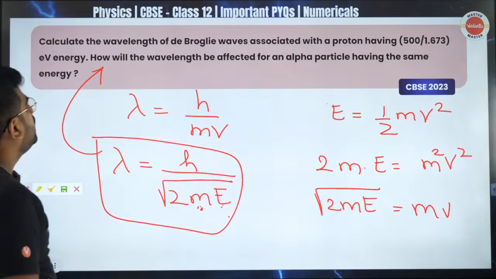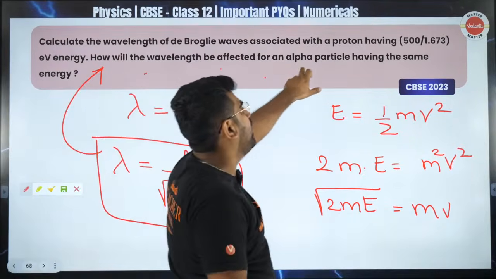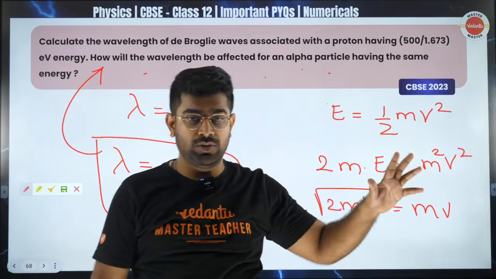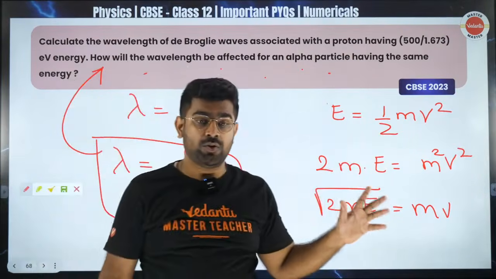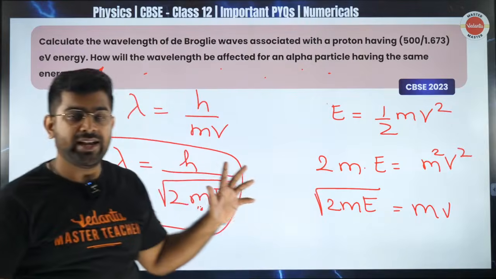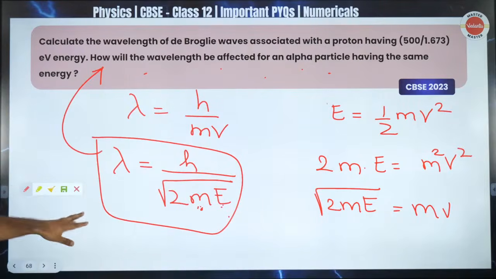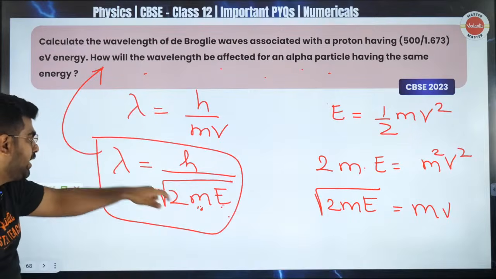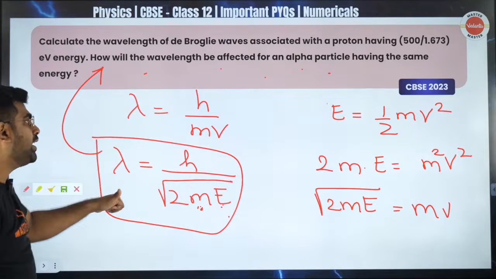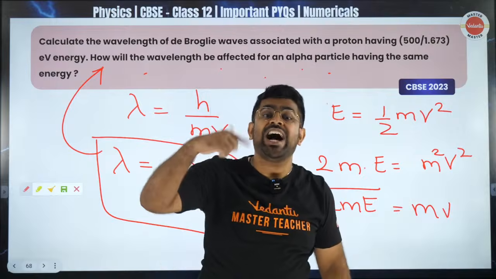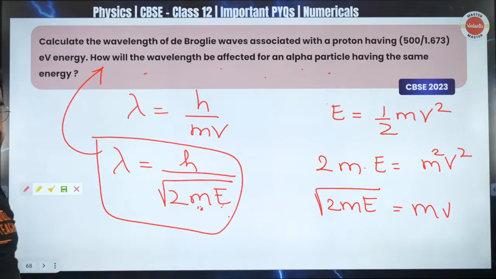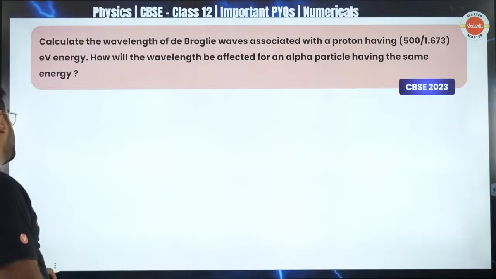How will the wavelength be affected for an alpha particle? Alpha particle has higher mass, so the wavelength will change. It will reduce. For an alpha particle of the same energy, the wavelength will reduce, because the alpha particle has higher mass. That is how it will work. I hope you guys liked it.